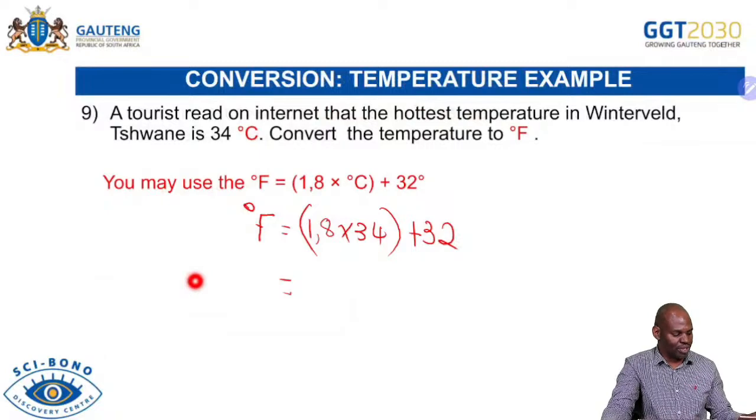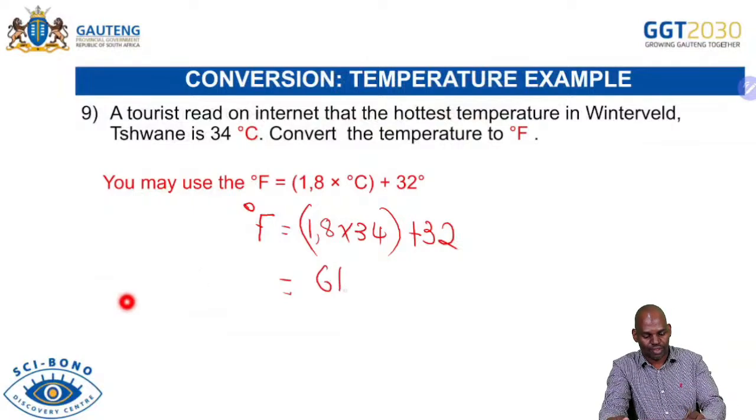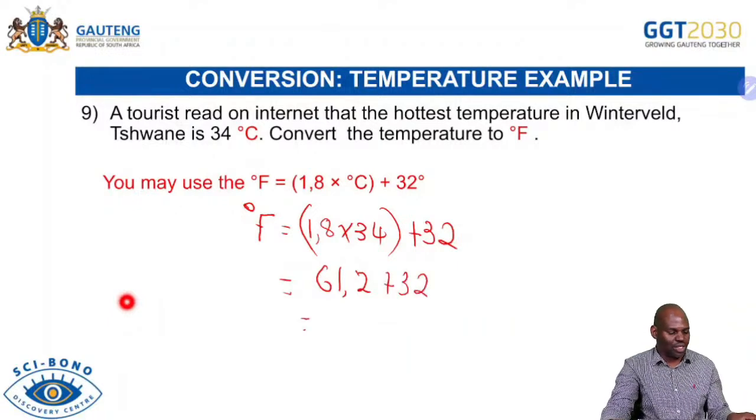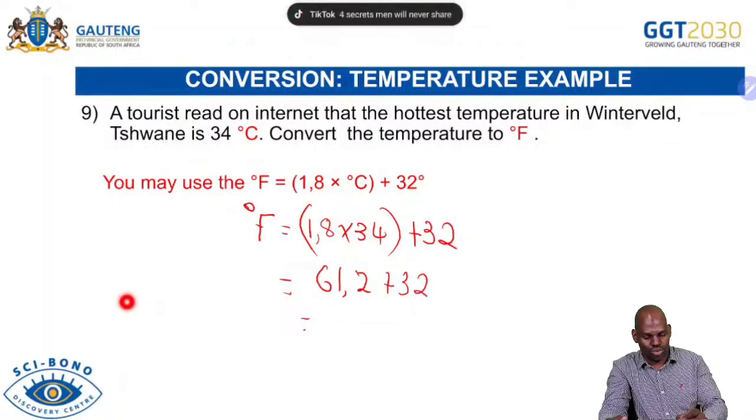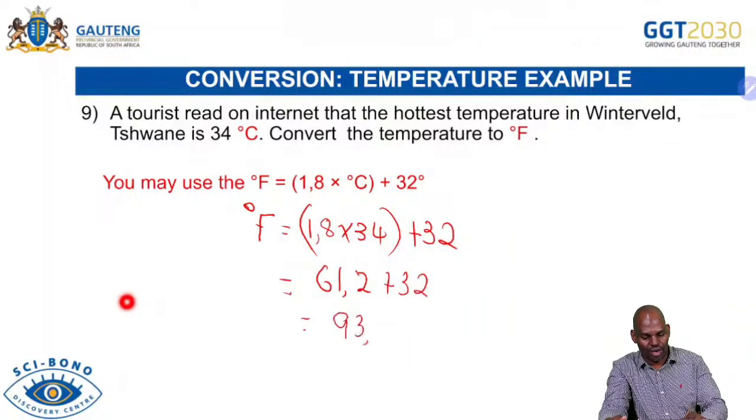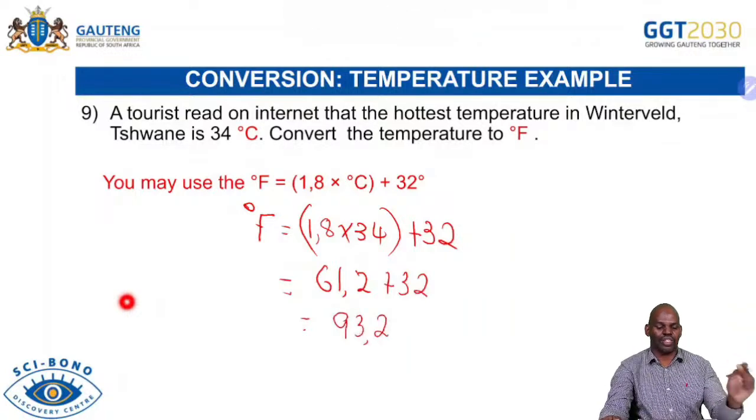So 1.8 times 34 gives us 61.2. Then 61.2 plus 32 is 93.2. So this is 93.2, and the temperature is in degrees Fahrenheit.